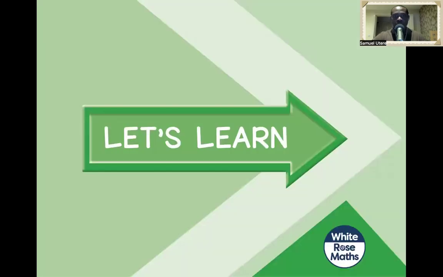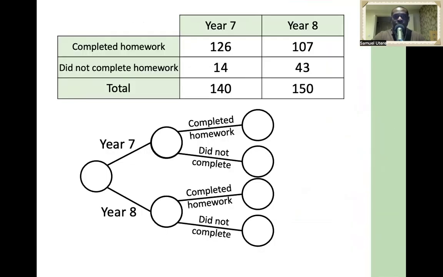Okay, let's do some new learning. Here, we're given a two-way table, and we're required to extract information from this table to complete this frequency tree. So this is what we call a frequency tree. A frequency tree is like an extended part-whole model. You know how a part-whole model works. The frequency tree is used to represent data in a part-whole model format, but it's an extended version of that.